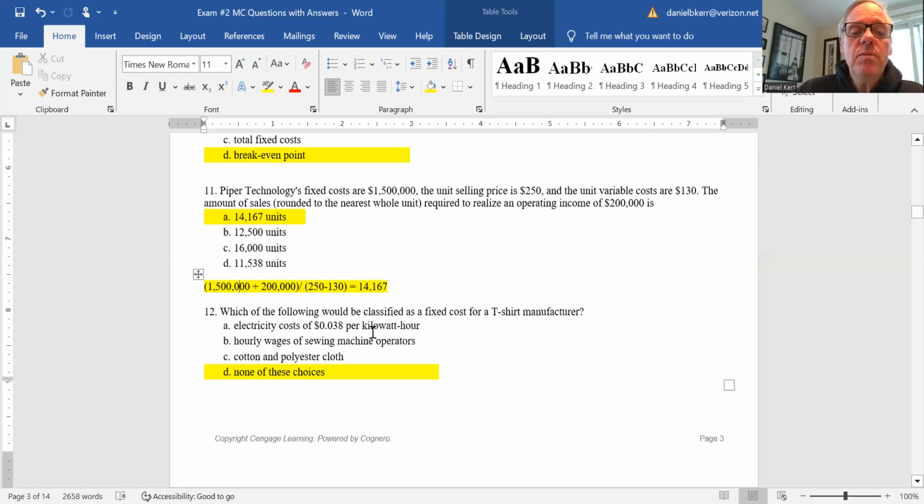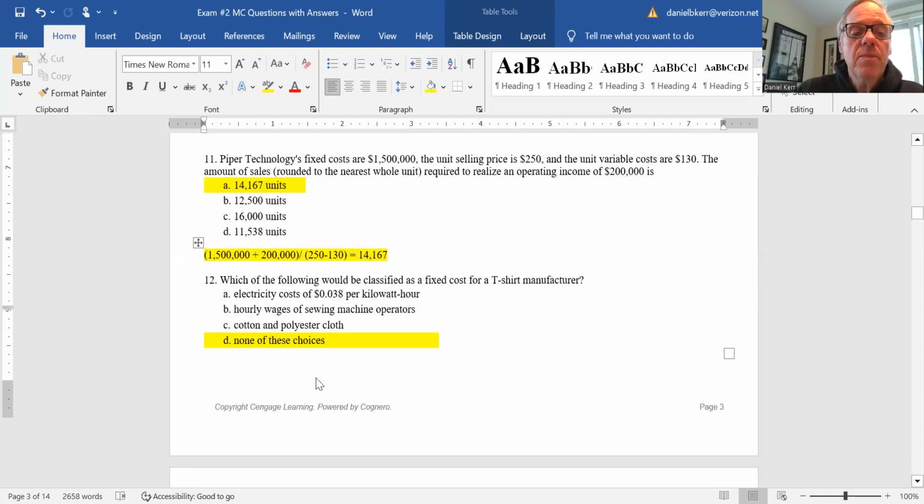12, which of the following would be classified as a fixed cost for a t-shirt manufacturer? Well, none of these are fixed costs. Electricity, they give you the rate per hour. Hourly wages, cotton and polyester cloth, those are all variable costs. So the correct answer there is D. None of those are fixed costs.